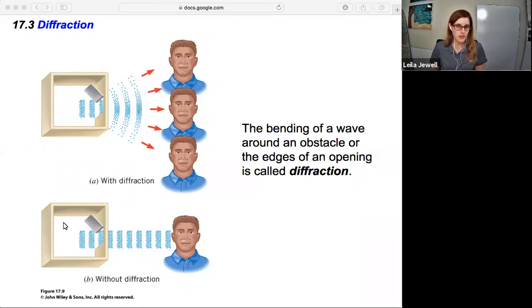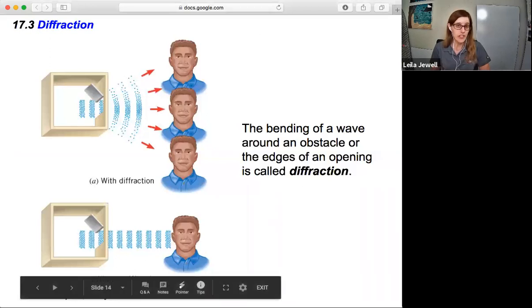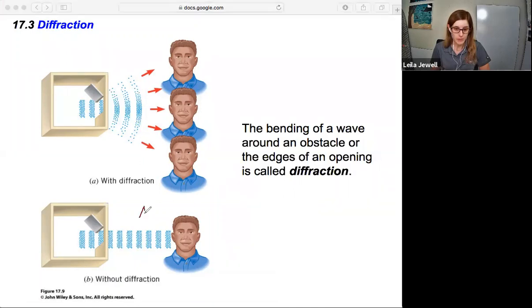Well, if there is no diffraction, the sound would only be able to travel in a straight line. And if you happen to be standing off to one side, you wouldn't hear a thing, right? So you could be standing up here and you'd have no idea that any sound was coming, because you wouldn't hear anything. But that's not the case, right?